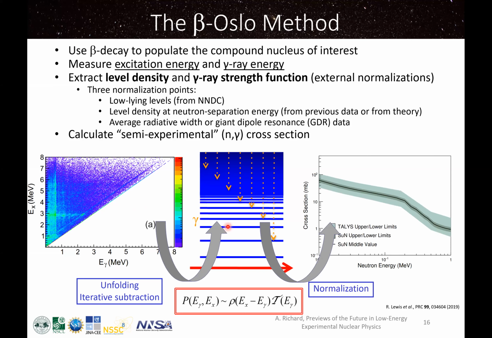The next thing that we do is isolate primary gamma rays. This is the first gamma ray emitted in every cascade. This gives us our probability matrix, capital P, that's then proportional to our level density and a transmission coefficient related to our gamma ray strength function. We then apply our external normalizations, the three things that I mentioned, before we can actually constrain our neutron capture cross-section in tellurium. So this is our overview of how the Beta-Oslo method works.